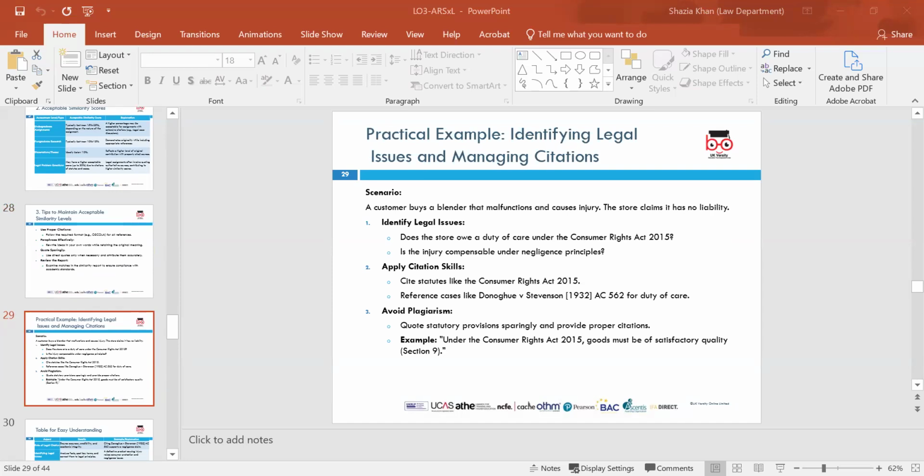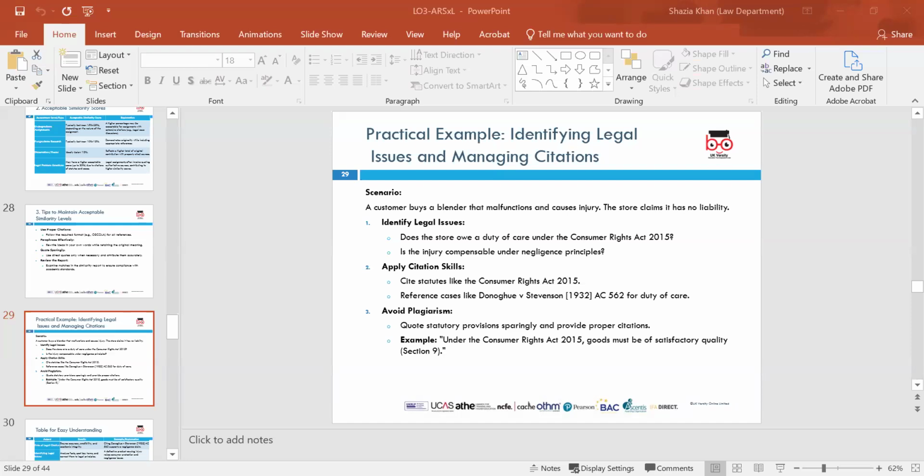So a customer buys a blender, that's an example, that malfunctions and causes injury. The store claims it has no liability. Identifying the legal issues: does the store owe a duty of care under the Consumer Rights Act 2015? Is the injury compensable under negligence principles?